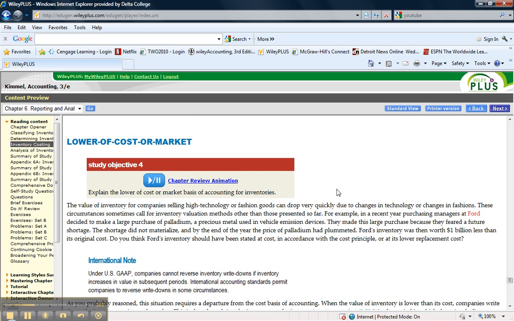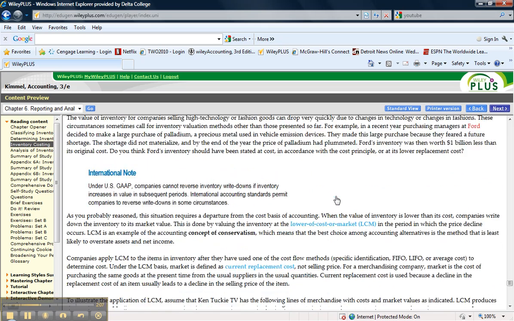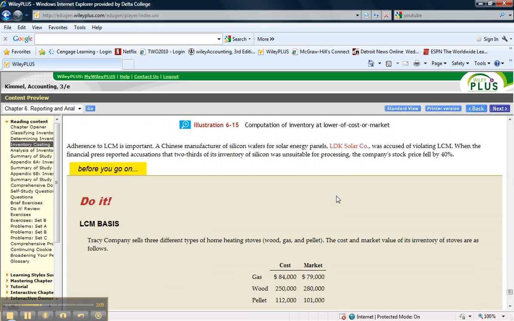Study objective 4 talks about the lower of cost or market. There's a rule in GAAP that says if your inventory value drops below the cost of the inventory you've got recorded, you have to adjust your inventory balance down to an amount that reflects that actual value. So study objective 4 talks about that, and I'll let you read about that.